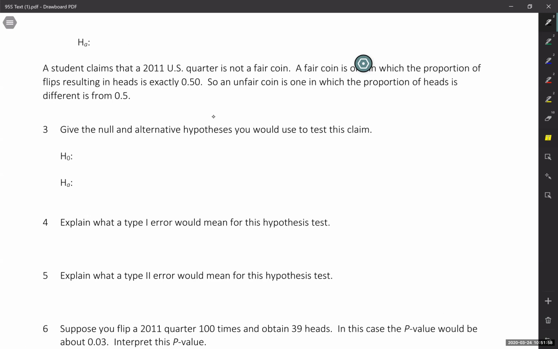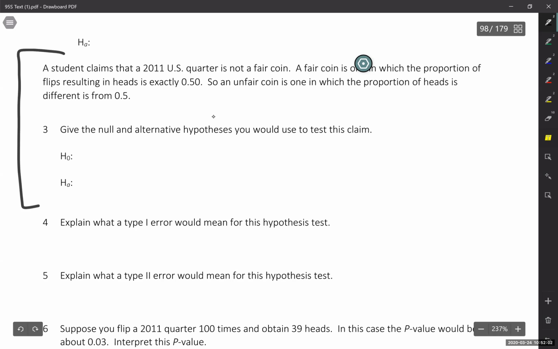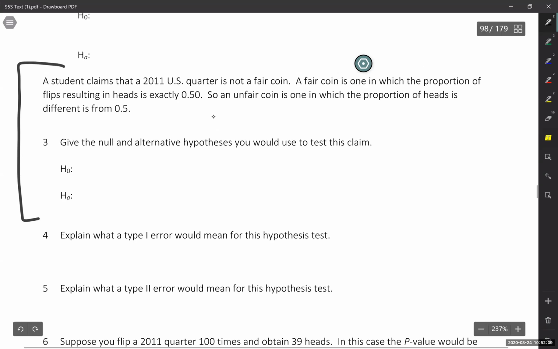All right, number 3. A student claims that the quarter is not a fair coin. A fair coin is one where getting heads and tails is exactly 50%, but an unfair coin is where it's different from 50%. Now it does not say greater than or less than, it just says different. Different means not equal. It could be greater than, it could be less than, it's just not the same.